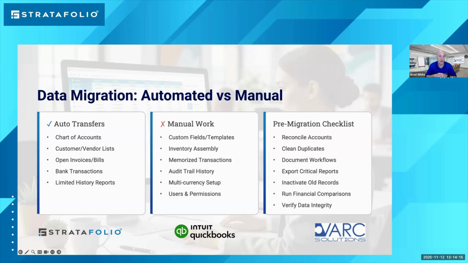In that category of automatic transfers, your chart of accounts, your customer list, your vendor list, your open invoices and bills, absolutely. Bank transactions, historical data, that'll all come in there. That's automatic. What won't come in is custom fields. Like if you've gone into your customer list or your item list and you've created custom fields, that data won't migrate, which again can be a challenge. Inventory assemblies won't migrate because that feature doesn't even exist in QBO. Memorized transactions won't go. So you'll have to recreate the memorized transactions.